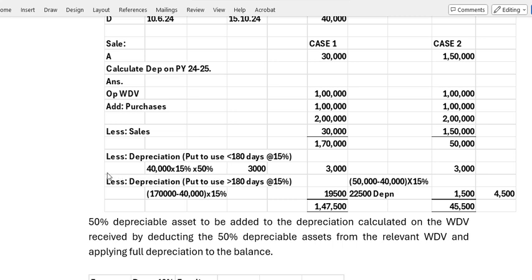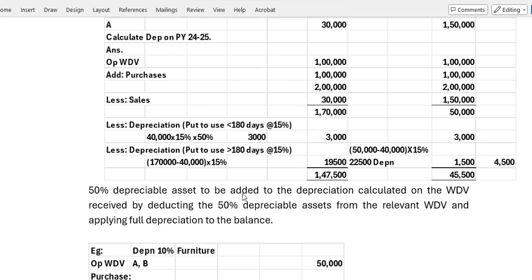So this is how the depreciation is calculated. Now one more depreciation is coming, actually additional depreciation, that we will learn later. That is also to be deducted. I have not mentioned it here to avoid confusion.